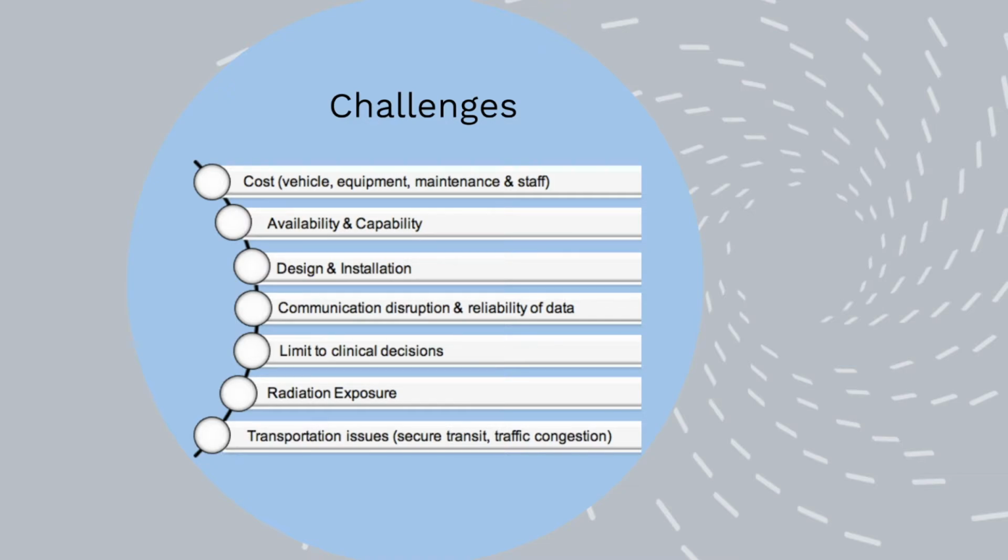Then is limit to clinical decisions. In the absence of on-board physician, it is difficult to make certain clinical decisions, for example, whether to administer thrombolysis, which require clinical judgment. Next is radiation exposure. Radiation shielding of CT scanner needs to be assessed before putting the mobile stroke unit into service. Transportation issues. The scanner should be stable and secure during the transit. Implementing proper transport channel will also overcome congestion problems of traffic.